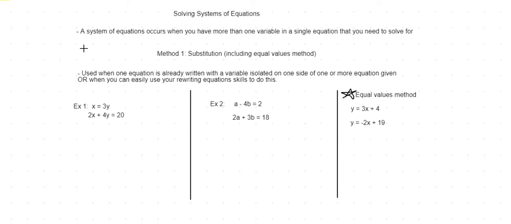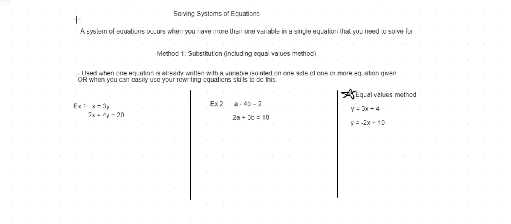Now, there are several different methods I'm going to teach you for how to solve these equations. And the very first method I'm going to teach you is called substitution. This is going to include something called the equal values method. Now, when we're going to be solving these, we've already talked about rewriting equations. You did the rewriting literal equations homework and lesson. And the substitution method basically makes use of that. It is used when one equation is already written with a variable isolated on one side of one or more given equations, or when you can easily use those rewriting equation skills to rewrite an equation in that way.